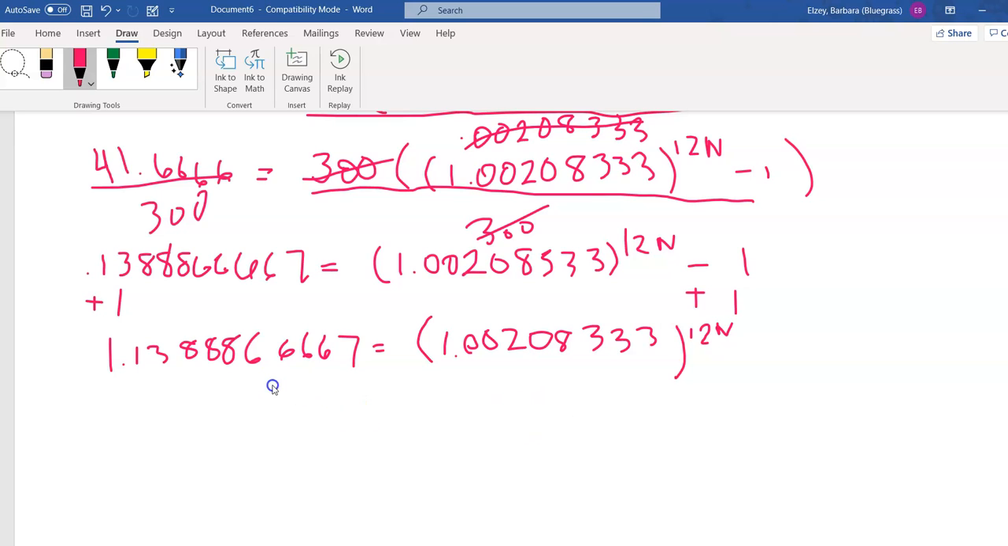All right, so here's what we do. We can either use the log button or the natural log button. Those have to go in front of whatever we put them in front of. So I'm just going to use the log button. It goes in front of the left side of the equation, and it goes in front of the right side of the equation.